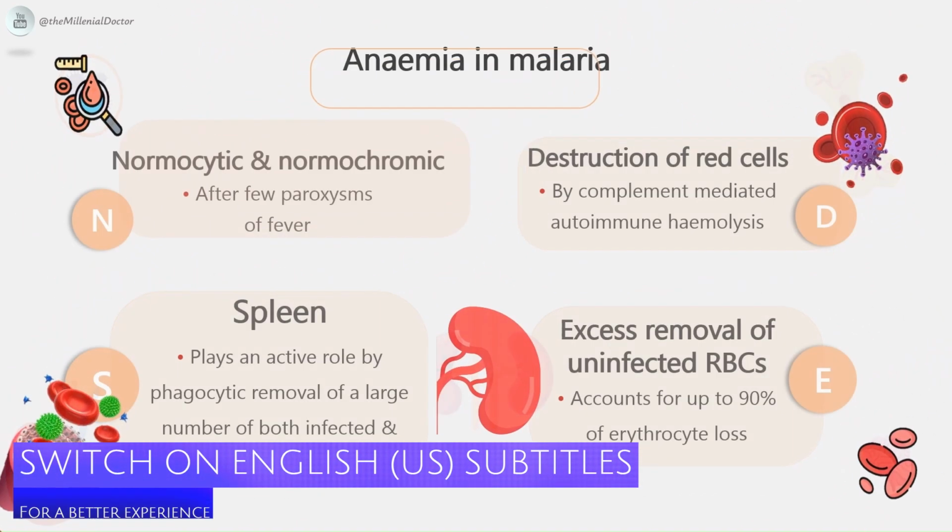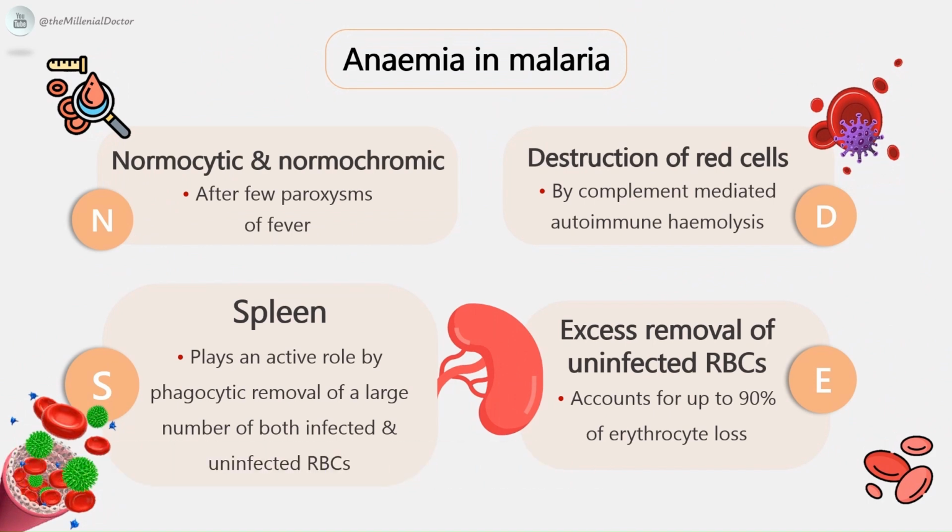Next, anemia in malaria. After a few paroxysms of fever, normocytic and normochromic anemia develops. Anemia is caused by destruction of large number of red cells by complement-mediated autoimmune hemolysis. The spleen also plays an active role by phagocytic removal of a large number of both infected and uninfected RBCs. Excess removal of uninfected RBCs may account for up to 90% of erythrocyte loss.